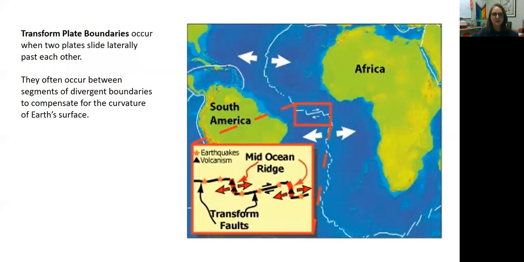Transform plate boundaries, as I said, occur when two plates slide laterally next to each other. They often occur as segments in between divergent plate boundaries, and this is to compensate for the Earth's curvature. Because the Earth is a round globe rather than a flat map, the divergent plate boundaries have to be separated by these transform plate boundaries. So you often see these along the mid-ocean ridge.